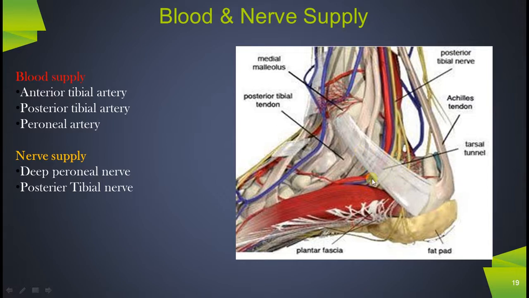Here you are able to see the medial view of the ankle joint. Okay, so the tibial arteries give branches, and the lateral ligament is crossed by the peroneus longus. The medial side is crossed by the tibialis posterior. The deltoid ligament is crossed by the tibialis posterior and the flexor digitorum longus.